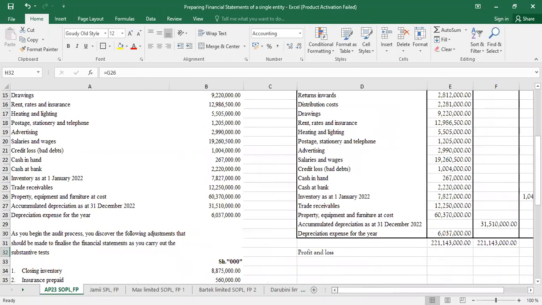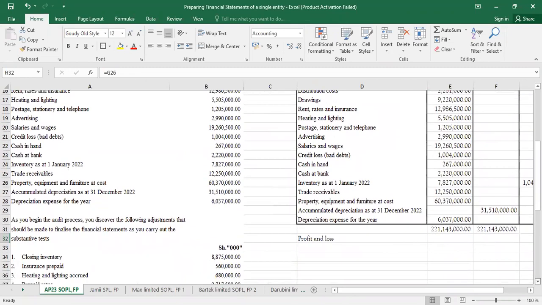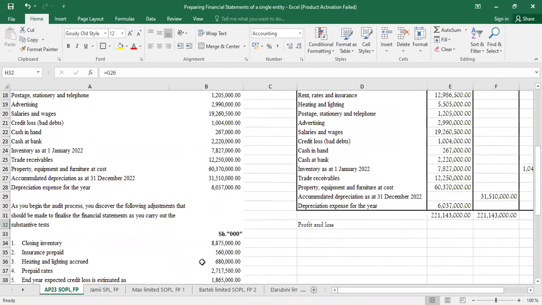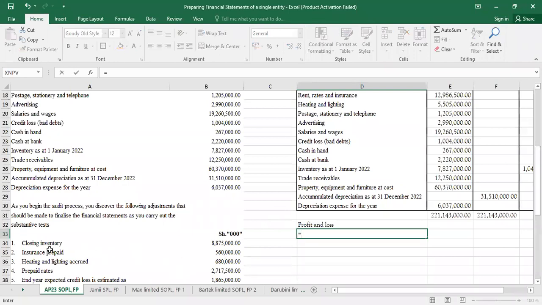So we go to the second one. We've been told of insurance prepaid. A prepayment is like an asset. So for an asset, I can just use the equal sign instead of writing insurance prepaid. Just let me write insurance prepaid.